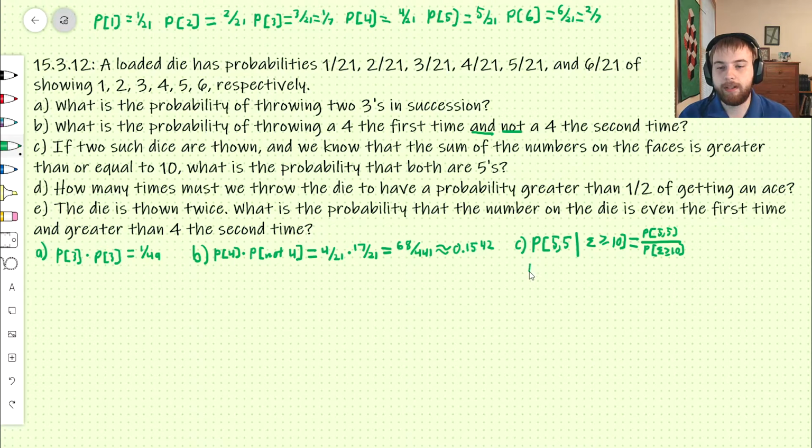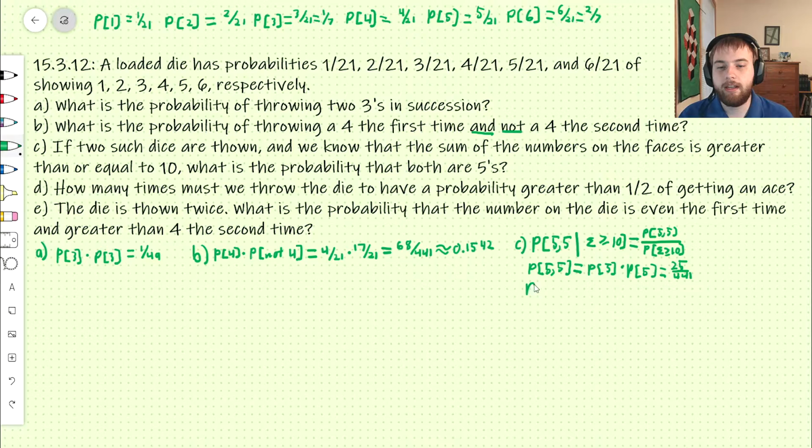The probability of getting a 5 and a 5 is easy. It's basically what we did before. Notice I'm saying and. That means we're multiplying. We're multiplying the probability of 5 times the probability of 5, which means 5 over 21, 5 over 21. So that's going to be 25 over 441.